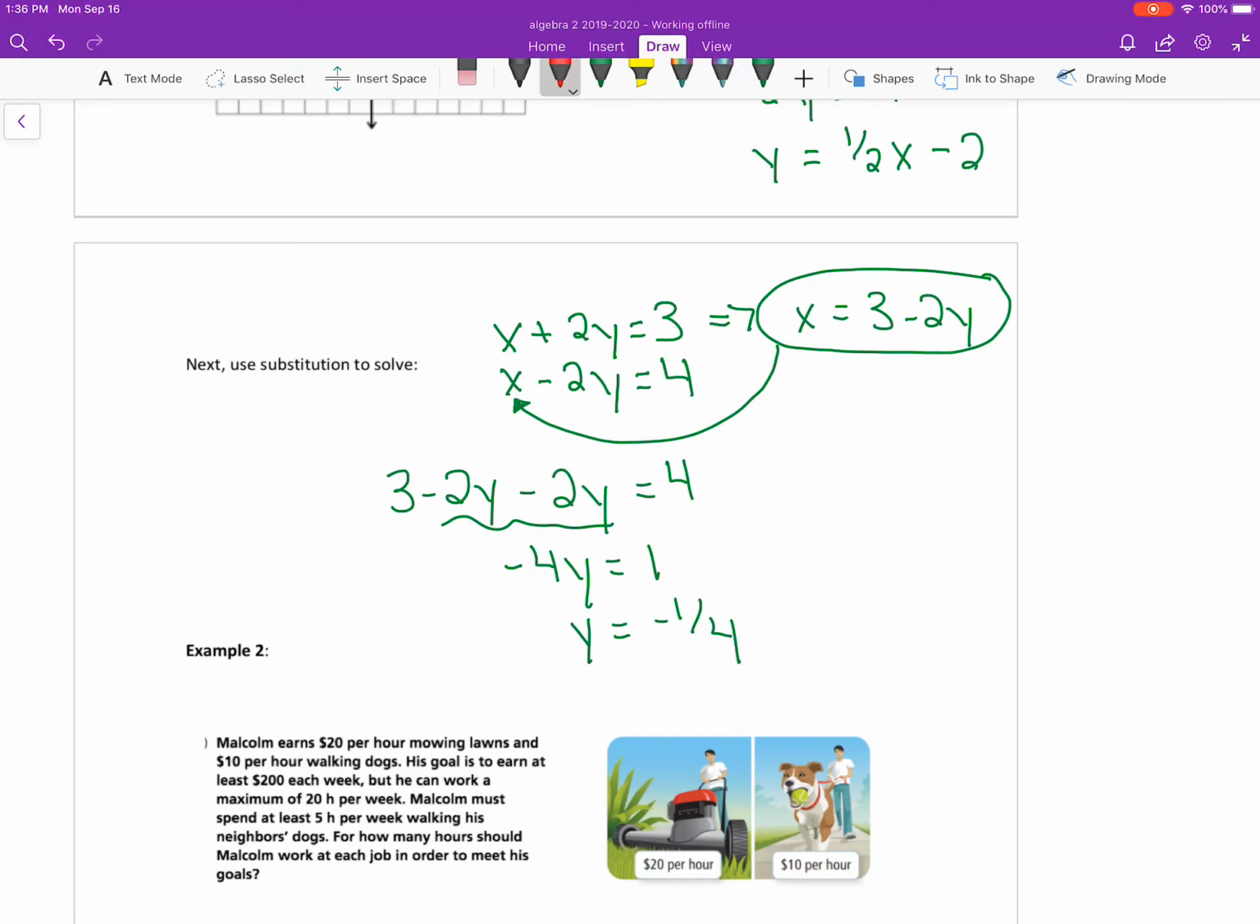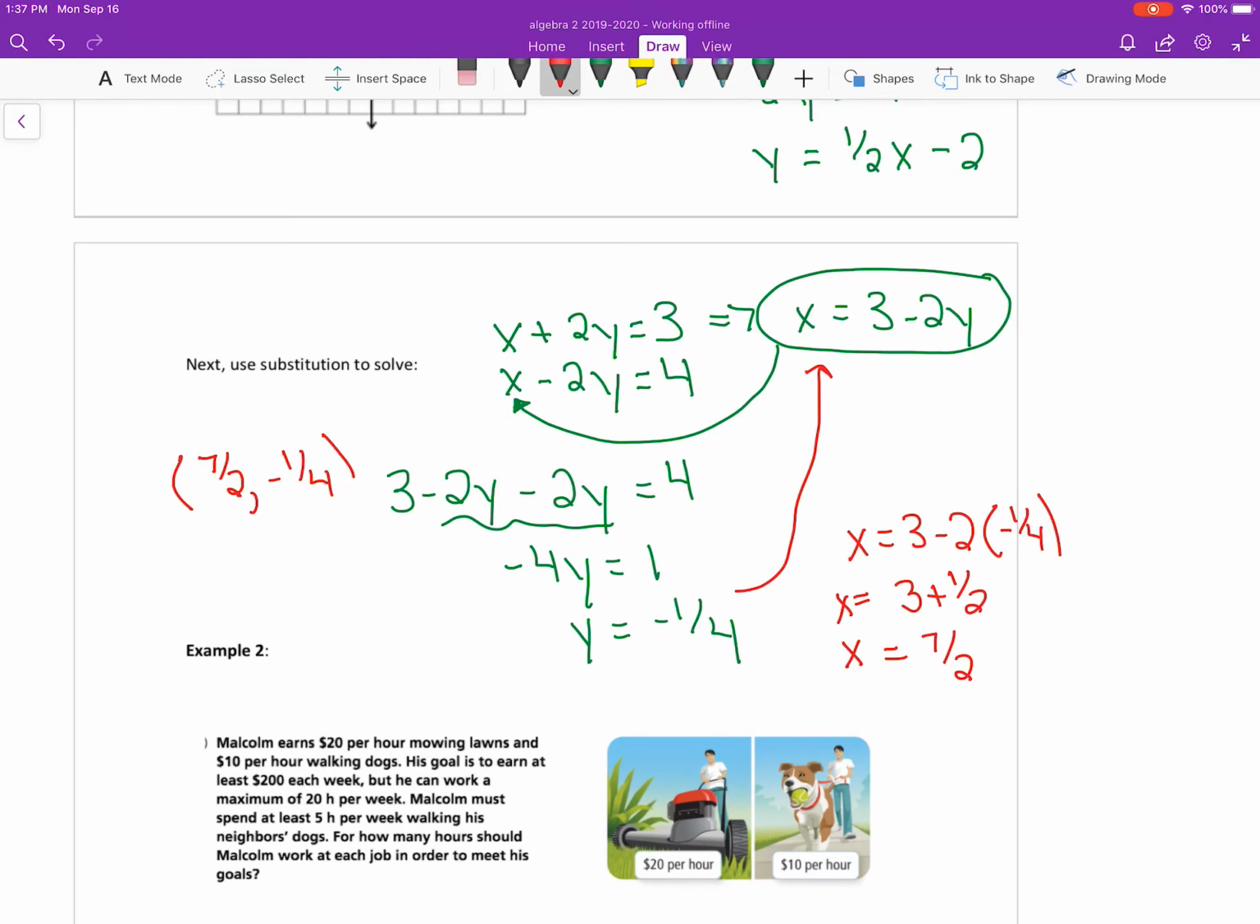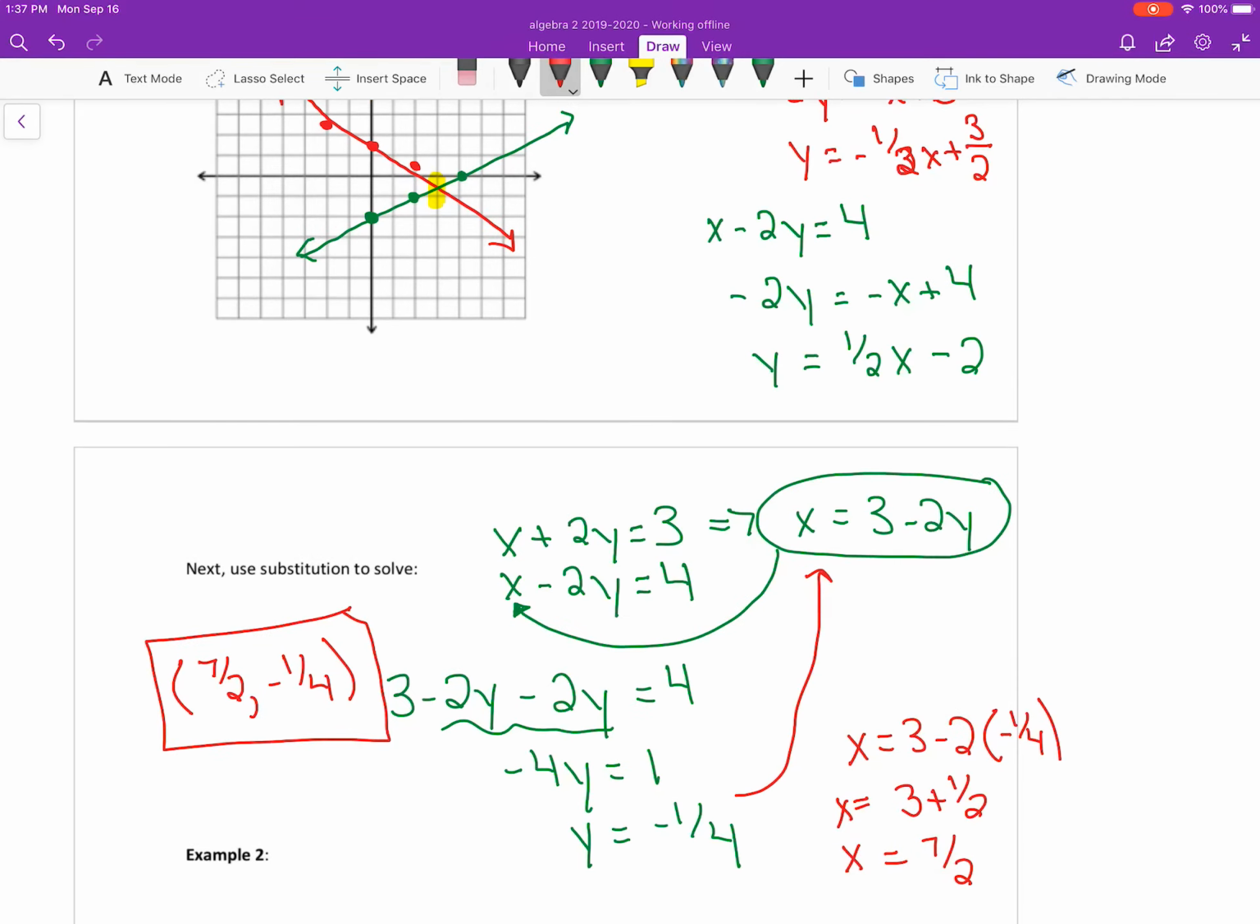Once you have your y value, you just go back to your original equation that you used to substitute, 3 minus 2 times negative 1/4. So 3 plus 1/2 is 7/2. So our point of intersection or solution is 7/2, negative 1/4. And if we look back up to our graph, 7/2 is 3.5, negative 1/4, and that looks about right.